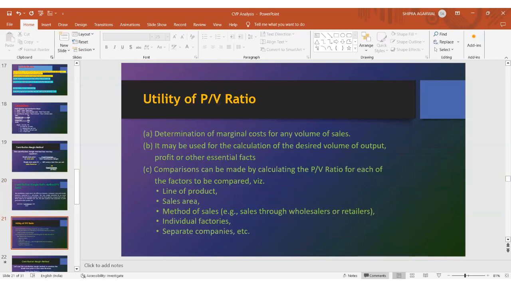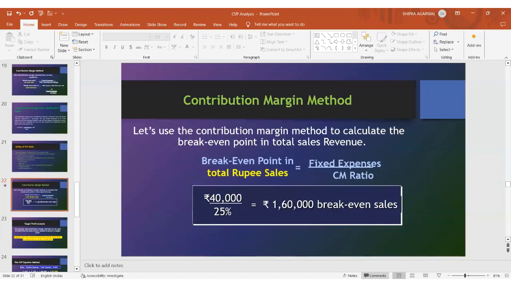What is the basic utility of it? It helps us in determining the marginal cost for any volume of sales. When I use the term marginal cost, that means I'm talking about variable cost only, right? Secondly, it also helps in calculating the desired volume of output that is required for earning a particular level of profit, right? Thirdly, it helps us in making comparisons by calculating the PV ratio for each of the factors to be compared, like what line of product you want to be in, your sales area, method of sales, individual factories, separate companies, etc. Right?